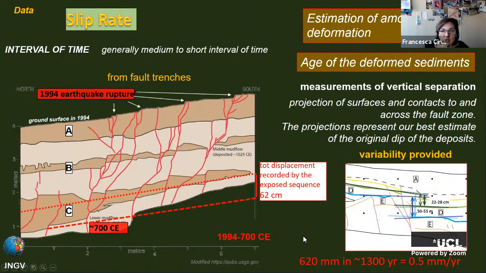So I just want to tell you that the measurement of vertical separation is the projection of surfaces and contacts to and across the fault zone. And what we provide in our papers is that the projection is our best estimate of the original depth of the deposits. But of course, we also provide variability.